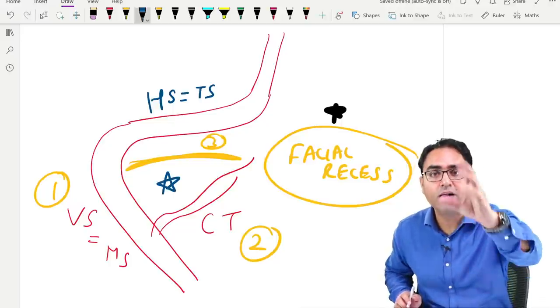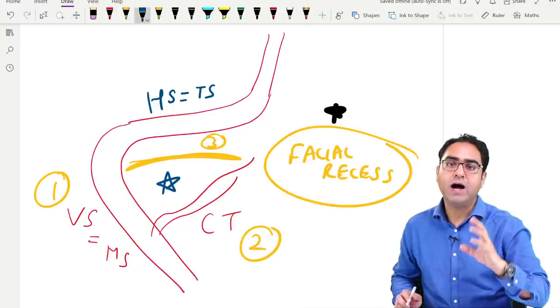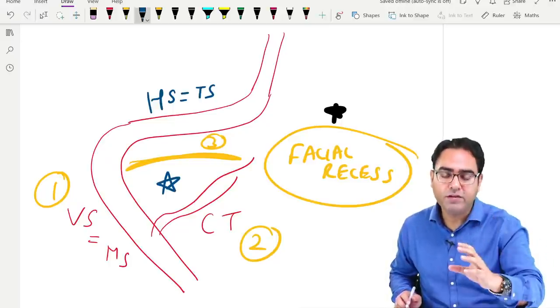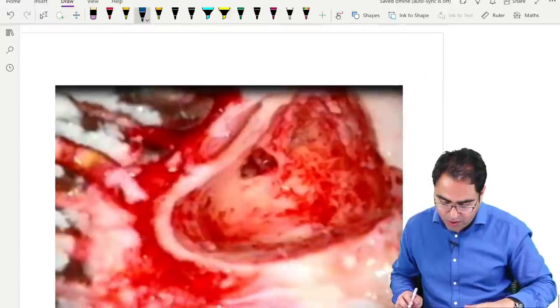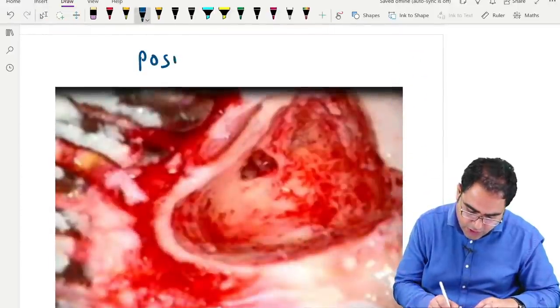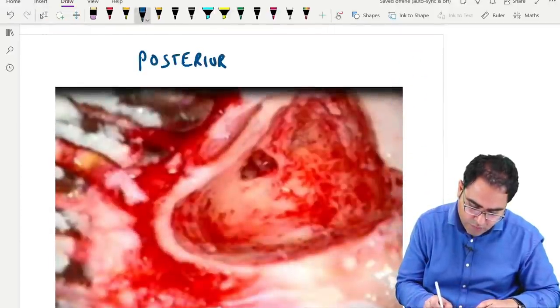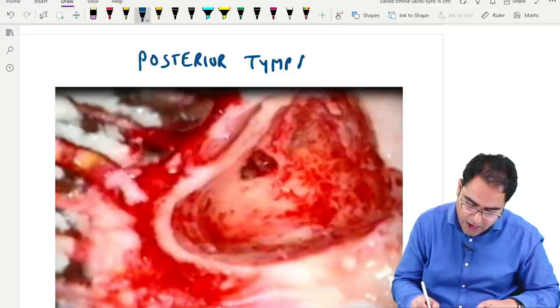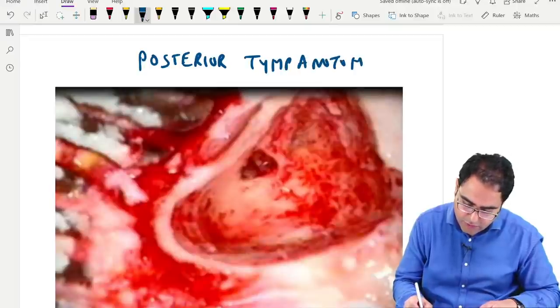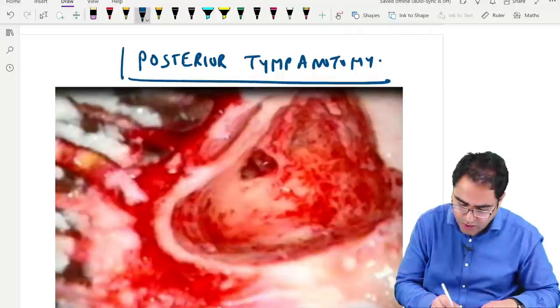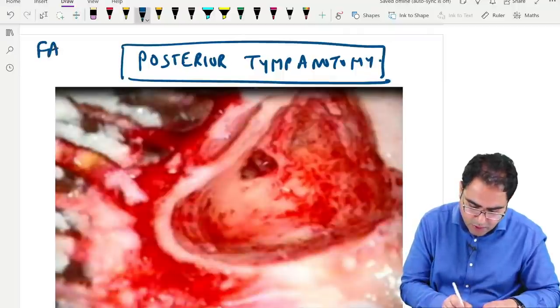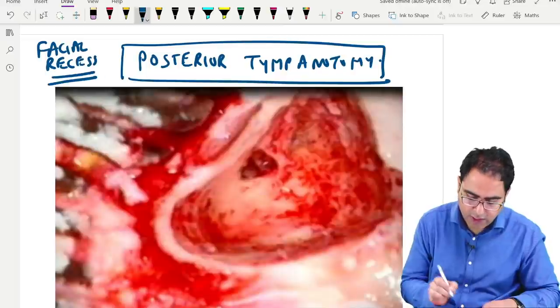What is the surgical significance of the facial recess? The facial recess is a surgical landmark for a surgery called posterior tympanotomy. Future question of your exam, higher level surgical question. Facial recess is the surgical landmark for posterior tympanotomy. Please do remember it. The three boundaries of the facial recess is already an asked question of NEET PG, beta.